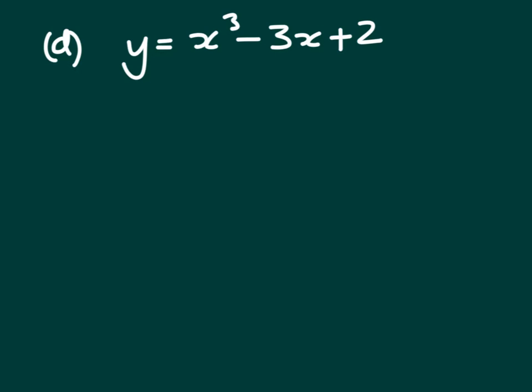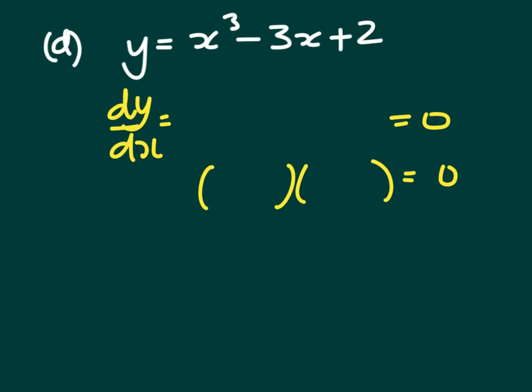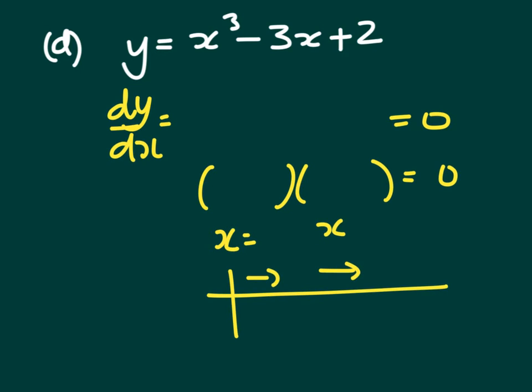For part D, stationary points, we're going to find dy by dx. We're then going to put it equal to 0. We're going to factorise it. We're going to get x numbers. We're going to do our nature table. And we're going to eventually then write down the coordinates of the point and whether it's a max, a min, or a point of inflection.